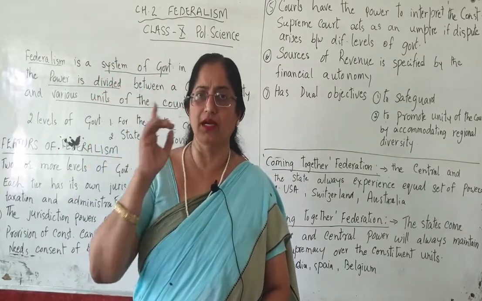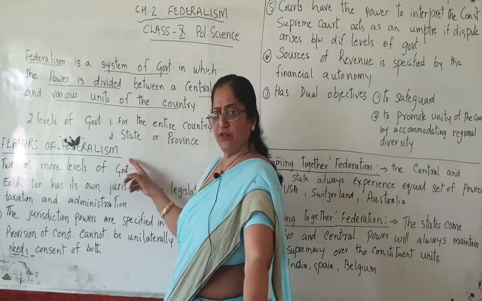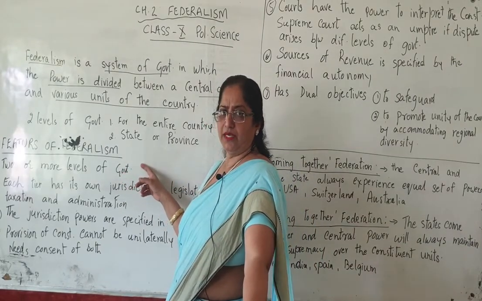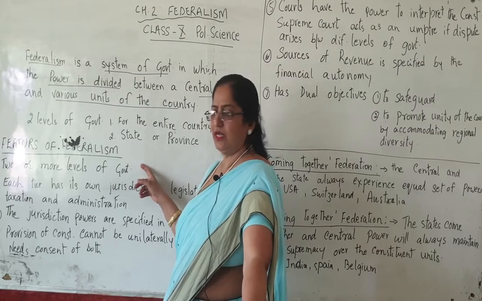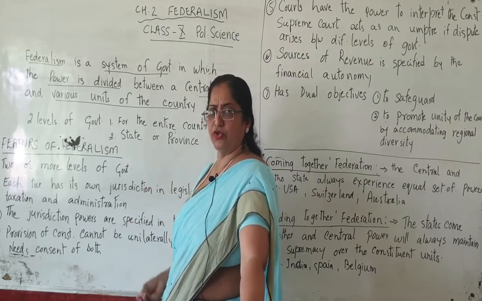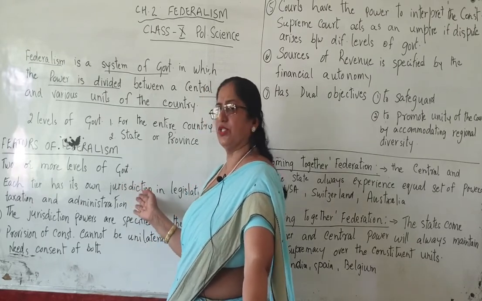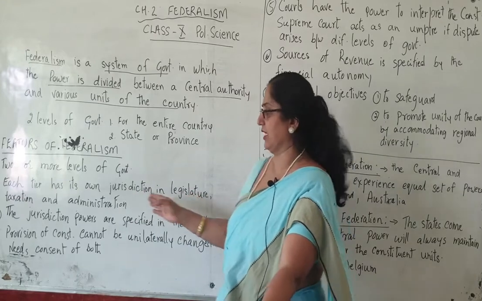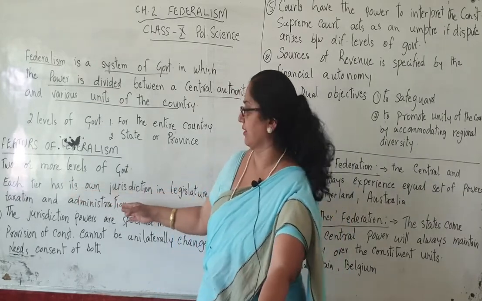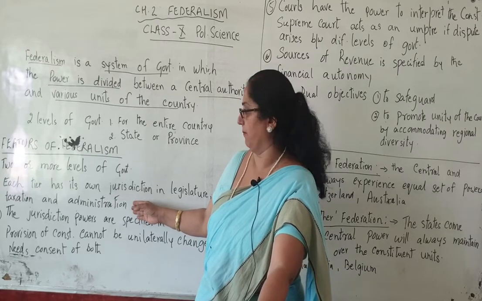I will repeat again. The first feature I have said is 2 or more governments in a federal country, whereas here we have each tier, whether it is a particular province or a particular state, with its own jurisdiction in legislature, in collecting tax, as well as administration, which is quite different; they are not the same.